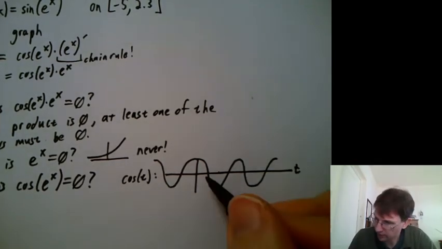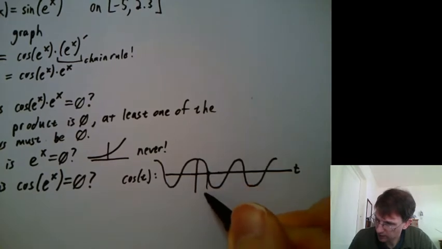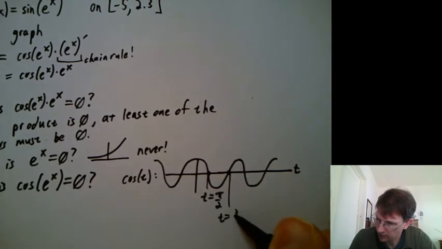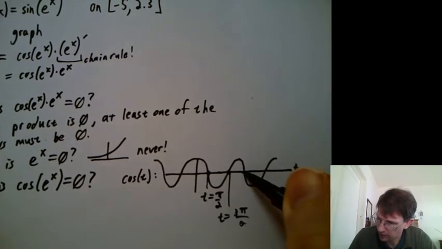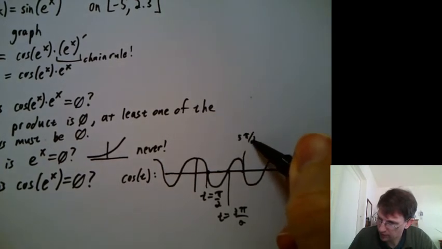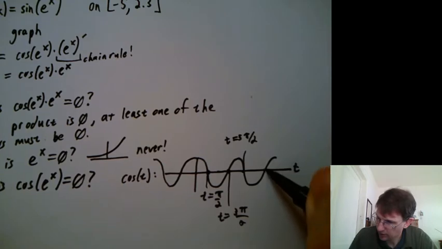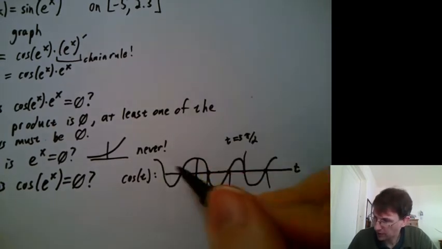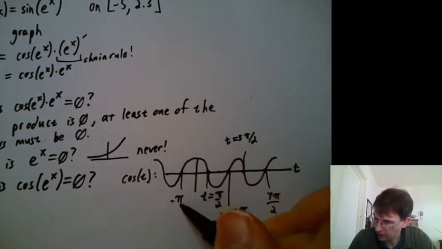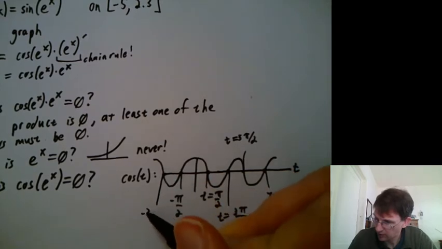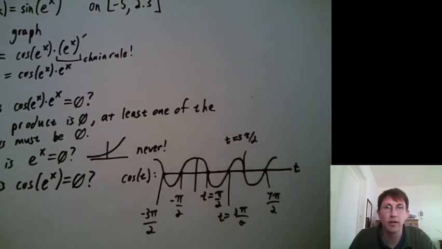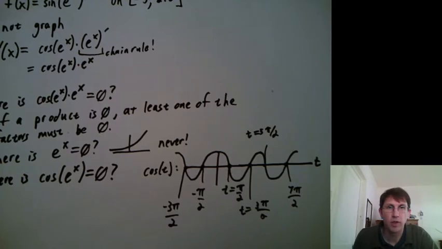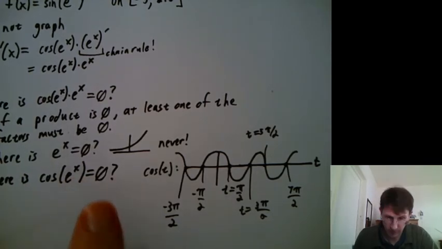Where is cosine equal to 0? Well, right here, and that's at t equals pi over 2. Right here, t equals 3 pi over 2. Right here, 5 pi over 2. Here again, 7 pi over 2. And also back here at negative pi over 2, negative 3 pi over 2, etc. So those are all the values of t where cosine t equals 0, but we need x where cosine e to the x is equal to 0.